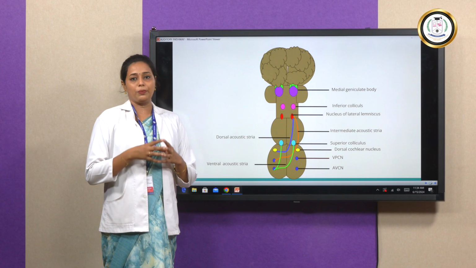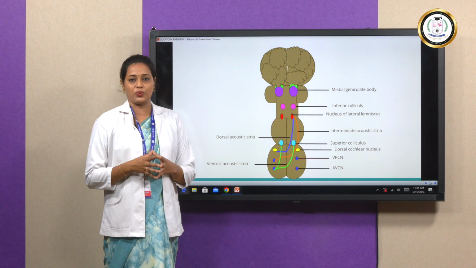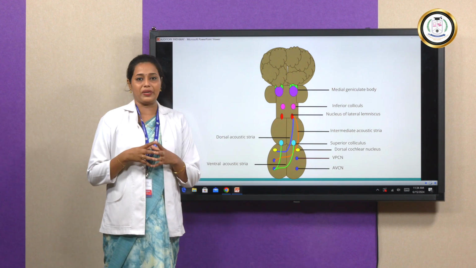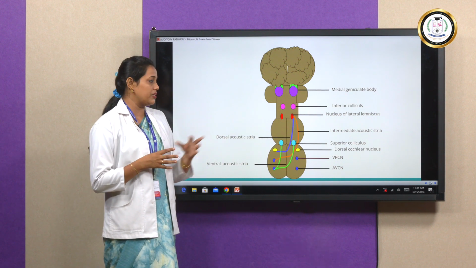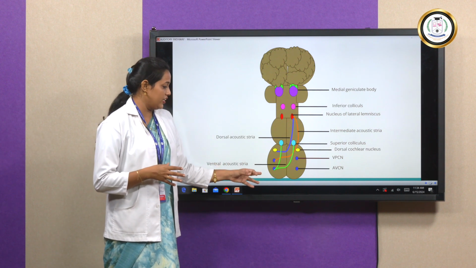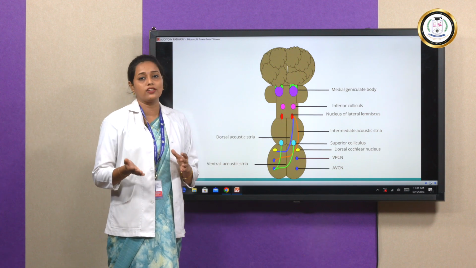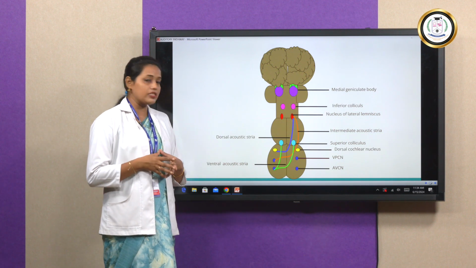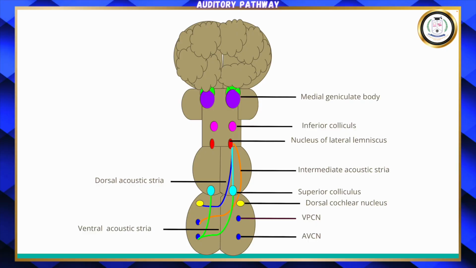The dorsal nucleus will be going to the nucleus of lateral lemniscus. This fiber is called as dorsal acoustic striae. Next comes the VPCN. This will be going to the nucleus of lateral lemniscus. These fibers are called as intermediate acoustic striae. Then we have the other nucleus that is called as AVCN. This will be getting connected both ipsilaterally and contralaterally. These fibers are called as ventral acoustic striae. So, from the superior olivary nucleus, this ventral acoustic striae will be going to the nucleus of lateral lemniscus.